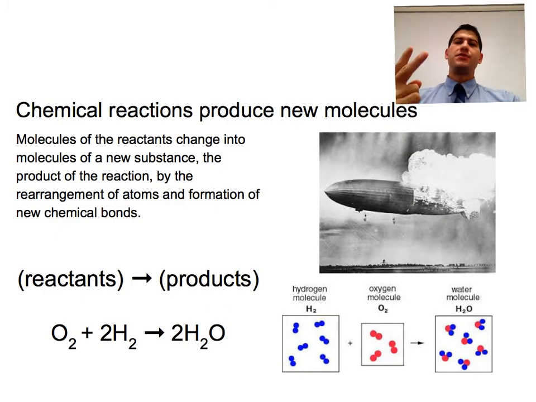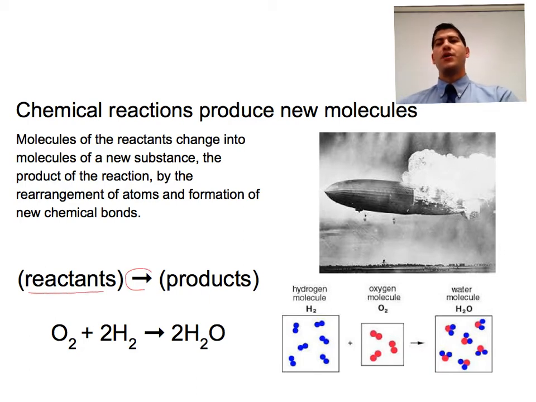A molecule is two or more atoms that have chemically bonded together. In a chemical reaction, molecules can change into different molecules through the rearrangement of their atoms, through the making and breaking of chemical bonds. More specifically, atoms of the reactants or original substances rearrange to form new molecules called the products of the reaction. A chemical equation can be written to show what happens to the atoms in the chemical reaction. Chemical equations are written like this: the reactants yield the products.